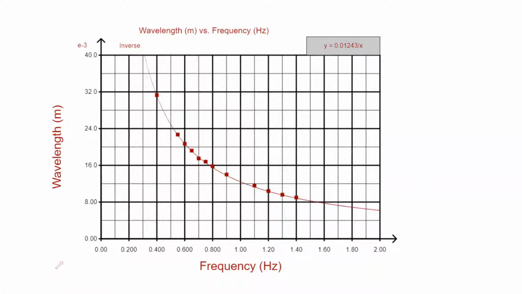Generally, as frequency increases, the wavelength decreases. And as frequency decreases, the wavelength increases. And when we try to fit this with a model, we get a perfect inverse fit. In other words, let's just take this point right here. When we double the frequency, the wavelength halves. If we were to quadruple the frequency, the wavelength quarters. So this is an inverse relationship.